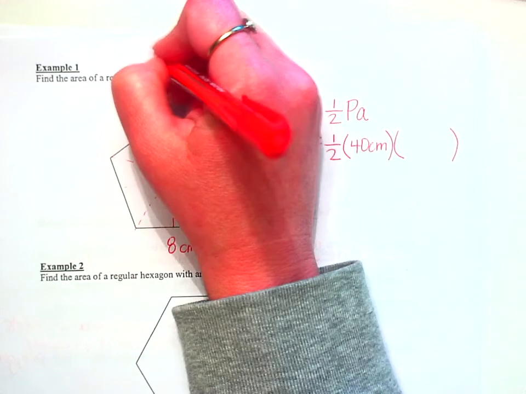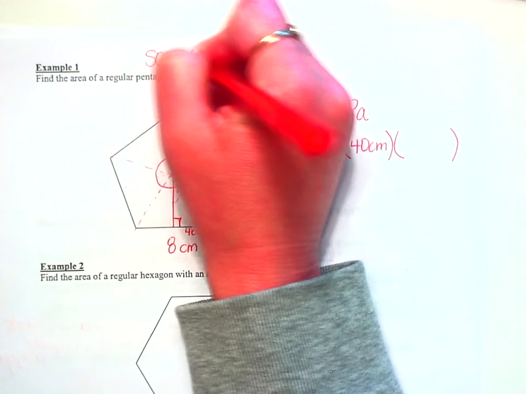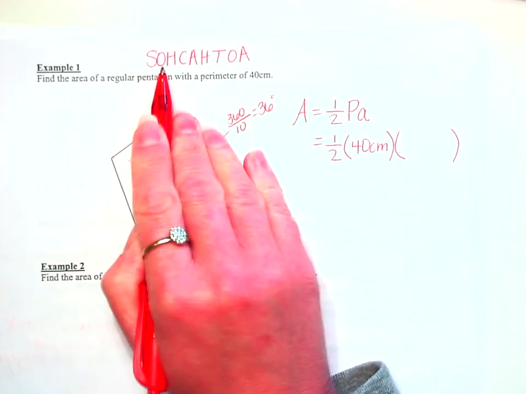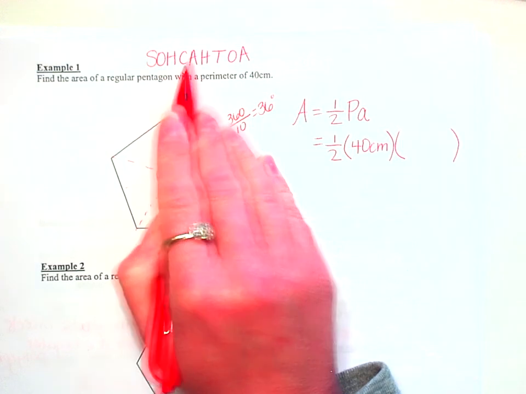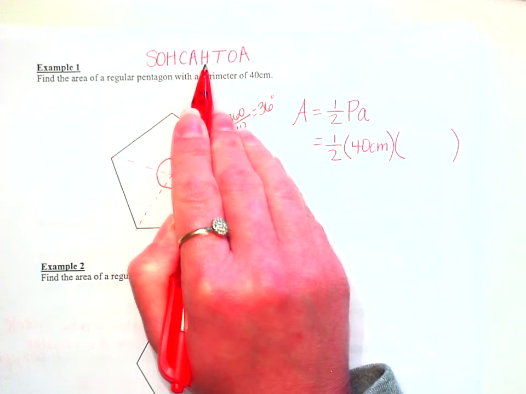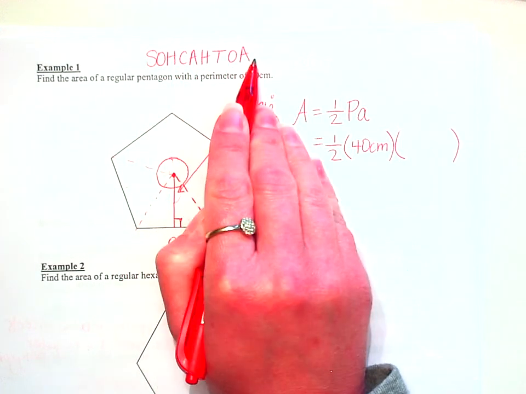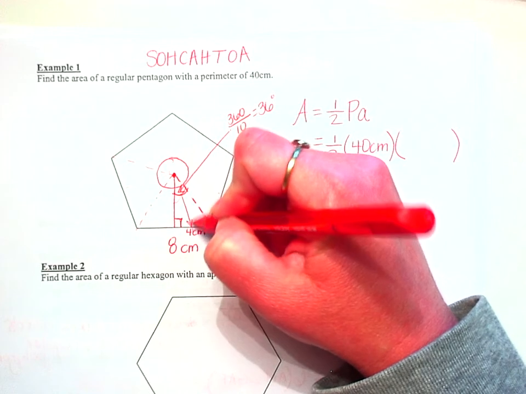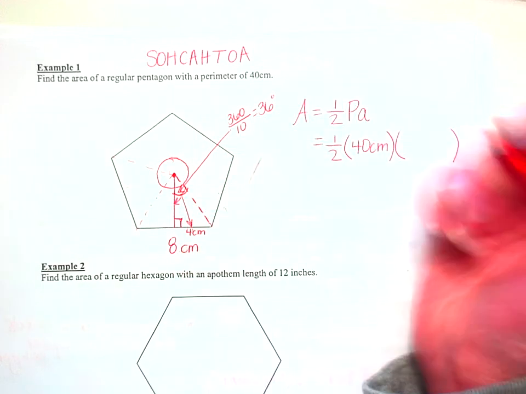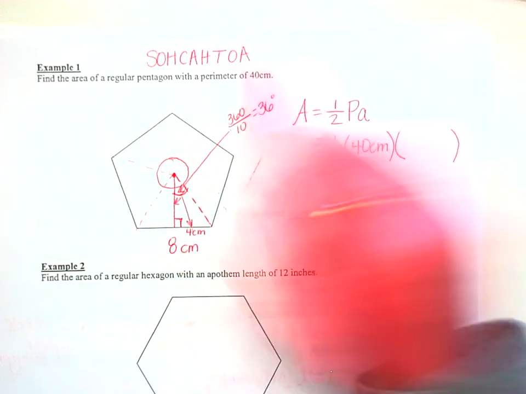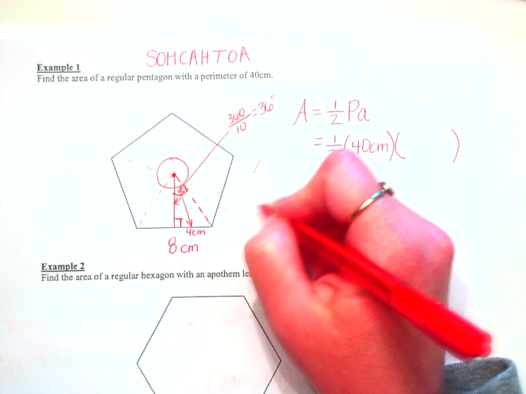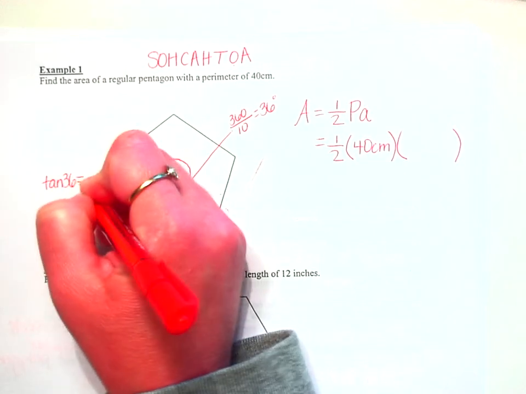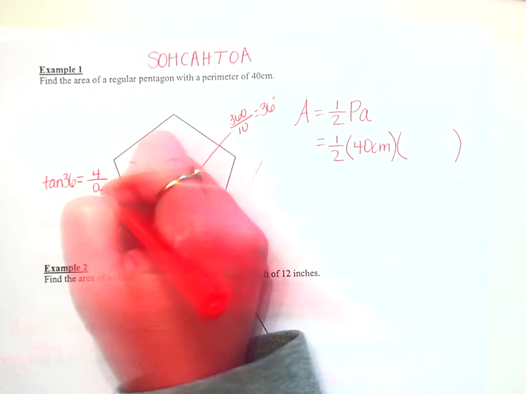So I'm going to write SOHCAHTOA up here at the top. Remember, that's just a way of remembering that sine is opposite over hypotenuse, cosine is adjacent over hypotenuse, and tangent is opposite over adjacent. So again, we said from the angle, we know the opposite side, and we're looking for the adjacent side. So we're going to use tangent. So over here to the side, I'm going to write down tangent 36 equals opposite over adjacent.